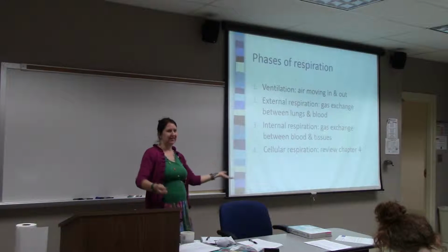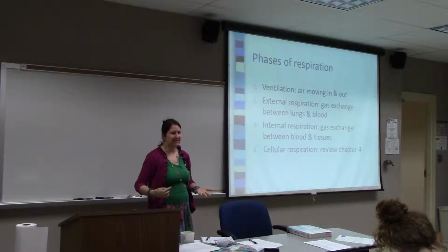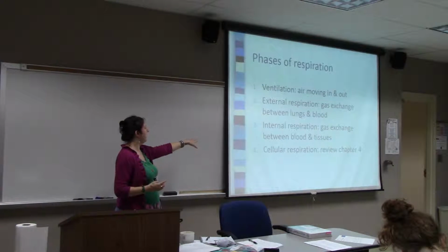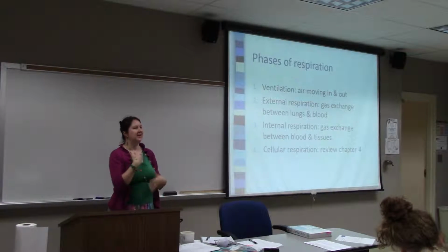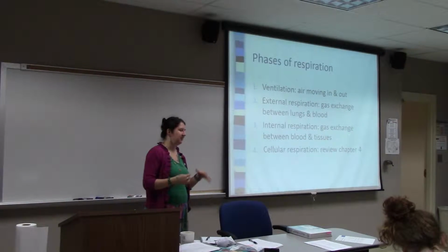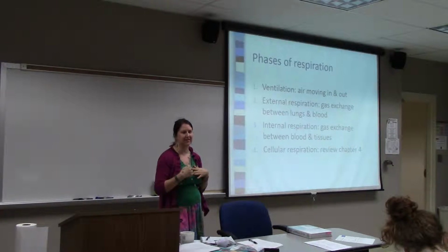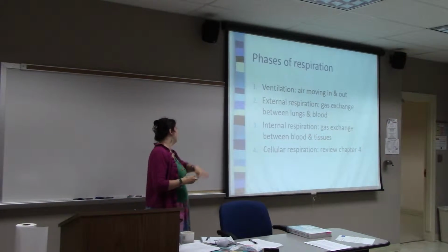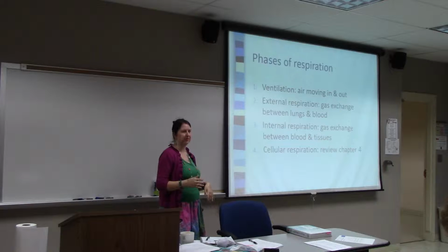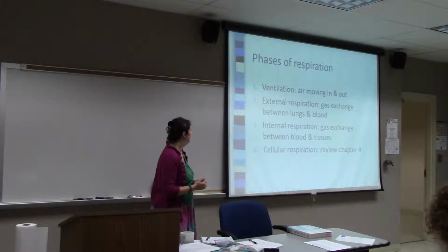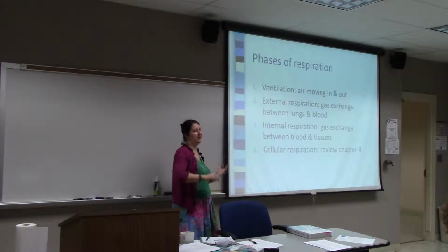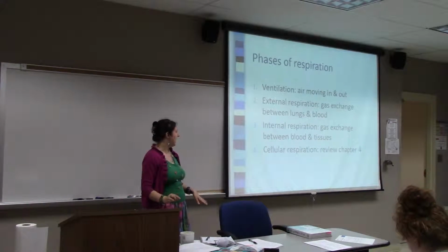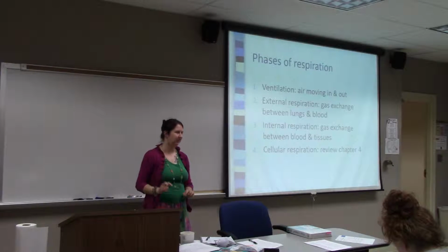Ventilation is just moving the air in and out. It's a fancy word for breathing. External respiration is gas exchange between the lungs and the blood. So this is happening in the respiratory system, in the pulmonary circuit of circulation. You're exchanging gases between your blood and the air, basically. Internal respiration is at the other end in the systemic circuit, exchanging the gases between the blood and the tissues.